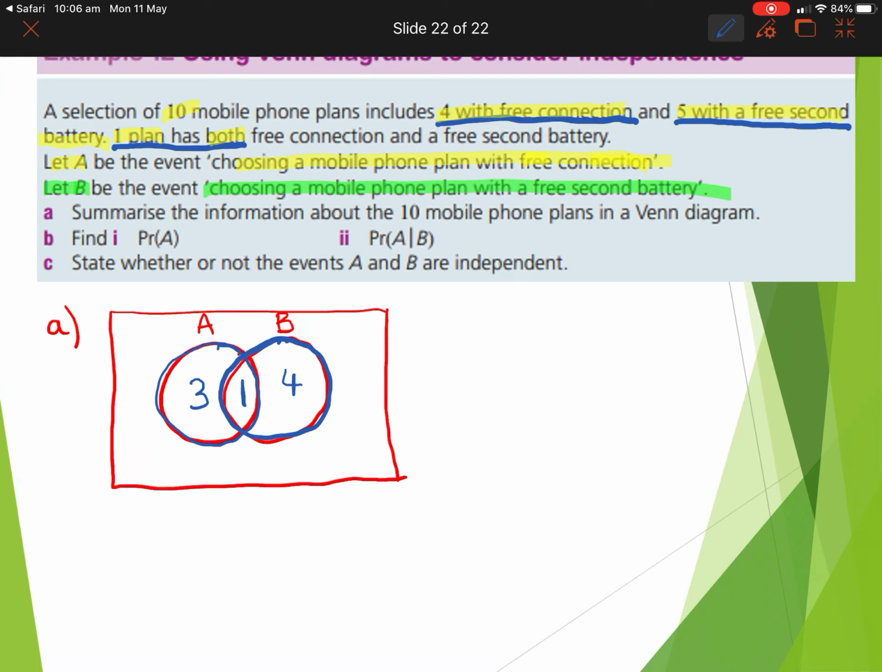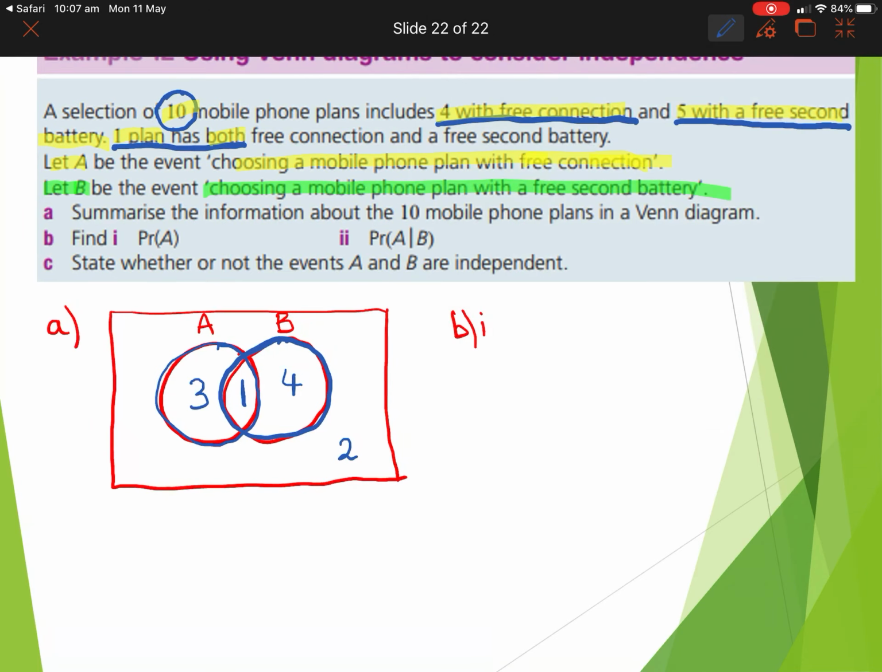Okay, are we done? We need to make sure we've accounted for all 10 mobile phone plans. If we add up these numbers, 3 plus 1 plus 4, that equals 8. So that must mean that 2, to make up to 10, of them don't come with a free connection or a free second battery. So you've got to make sure all your numbers add up to the total amount. So that's A.